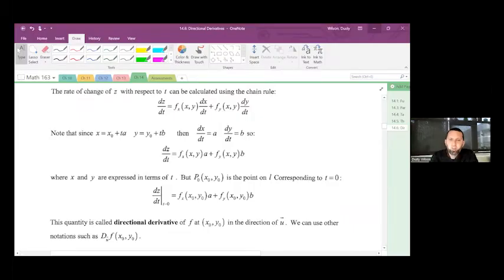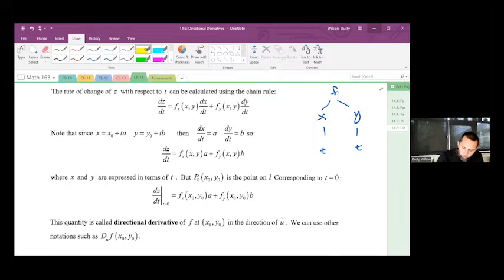The rate of change of z with respect to t can be calculated using the chain rule. So we could think about our little tree diagram. So you could have f being a function of x and y, which are functions of t based on the parameterization above.